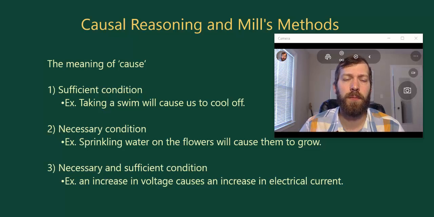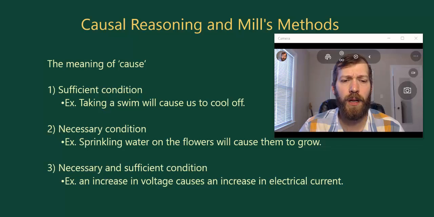But we can also mean by the word cause necessary condition. So for instance, sprinkling water on the flowers is a requirement for them to grow. So we will say that sprinkling water on the flowers will cause them to grow, but we don't mean that it's sufficient, that it's enough to guarantee that the flowers will grow. That's because there's all sorts of other things that go into flowers growing. So we need sunlight, we need the nutrients from soil, etc.